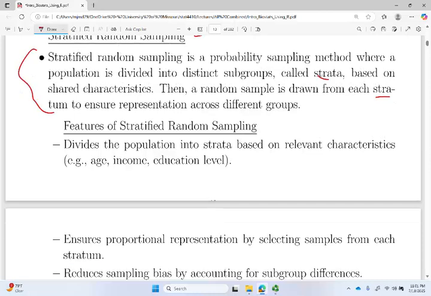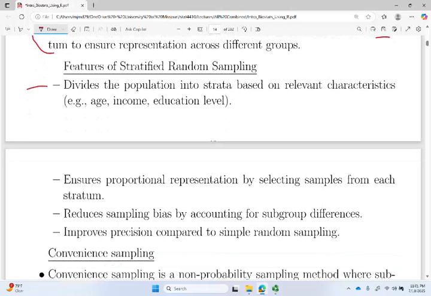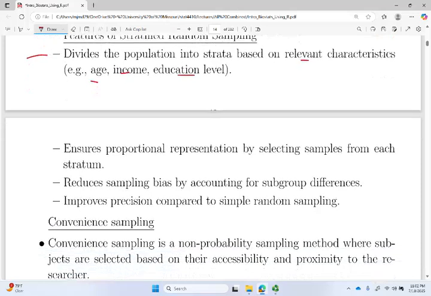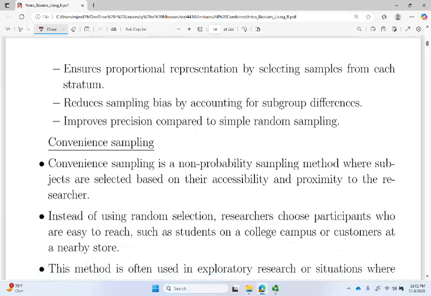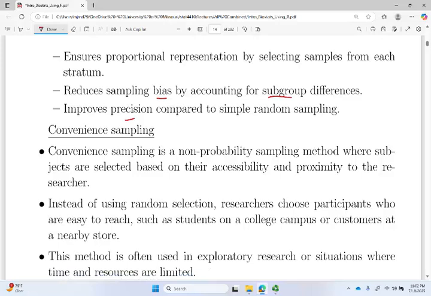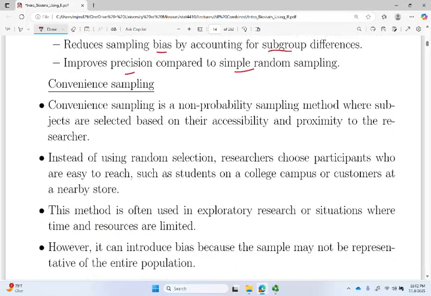So we divide the population into strata, or relevant characteristics: income, age, education level, and it just really ensures that we have proportional representation in our sample. Now, it can reduce the sampling biases, accounting for all the subgroups, and it can improve precision over random sampling, simple random sampling.